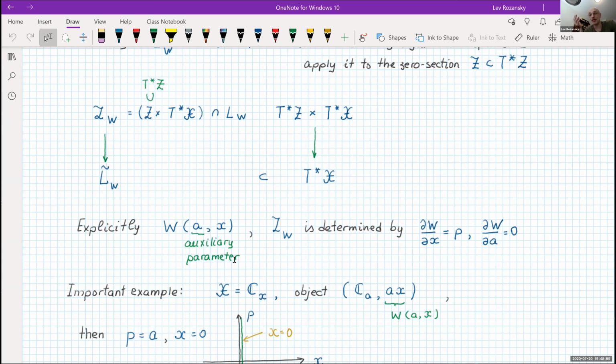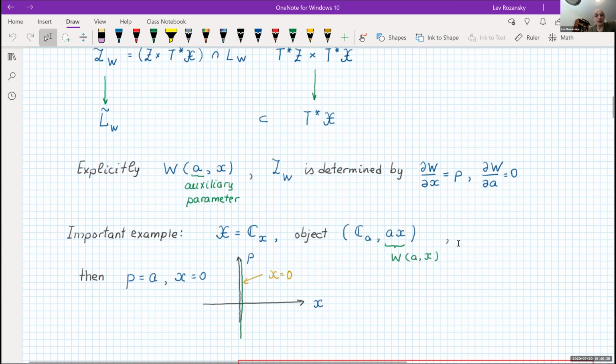So this generally describes a Lagrangian subvariety in T star X, but there may be some pieces hanging over it, because dW/da equals 0 doesn't give you a one-to-one correspondence between what is upstairs and what is in T star X. So it gives you a fibration. The most important example of this construction is when you want to describe a Lagrangian subvariety in C2, which is x equals 0, just the p-axis. Then you need one extra variable a and the superpotential a times x.